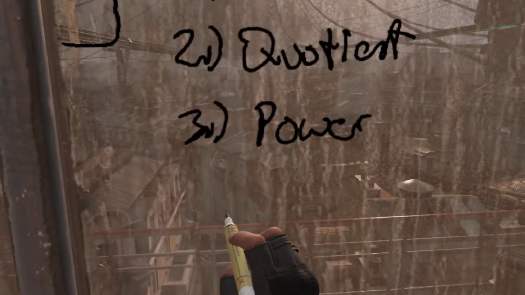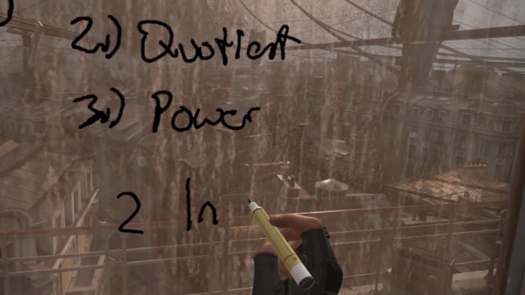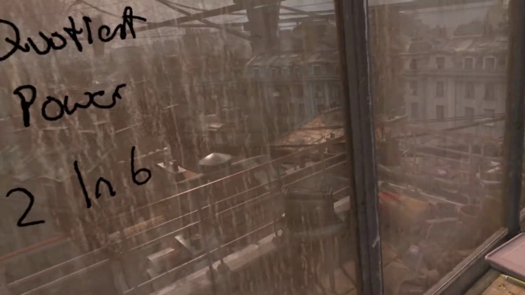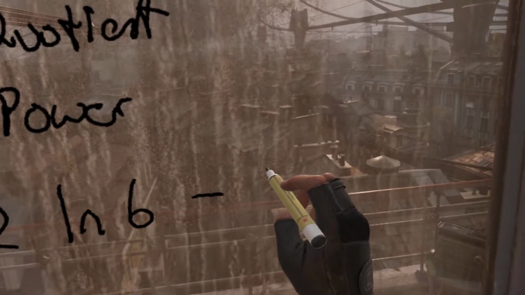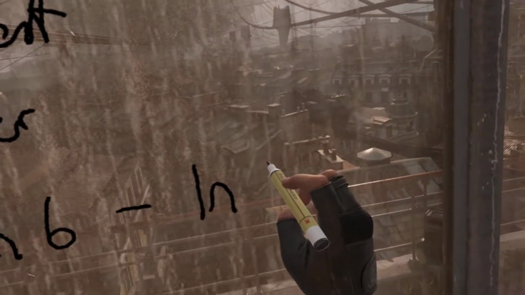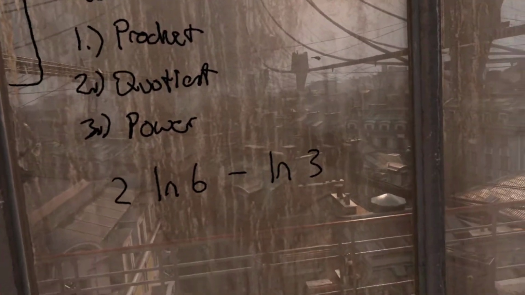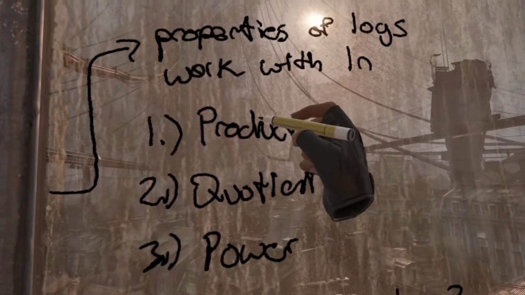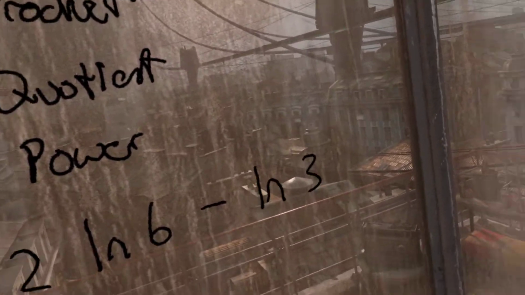Let's say that I have 2 natural log, how about 6? 2 natural log 6, and I'm going to take away natural log 3. That's one I can do without a calculator. The ones in your practice questions will be a little more difficult, but let's look at this question here. We're going to use these properties to see if we can simplify this.